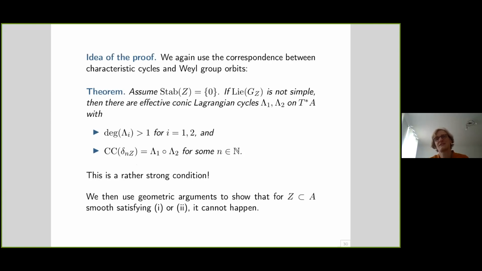Now, this is a kind of strange condition, but it's a very strong condition. And the question is, how do you actually use this? And this is what we did. We used these positivity assumptions on Z to deduce that such a decomposition cannot exist under the given assumptions. So I'm almost out of time, so maybe this is a good place to stop. If you want, I can say something about the proof later.